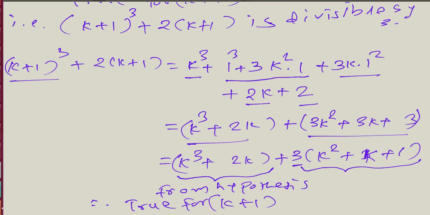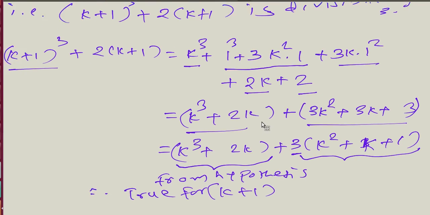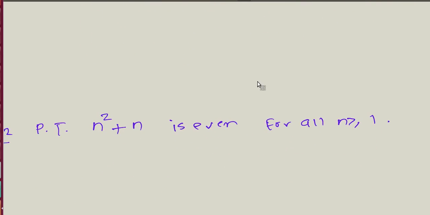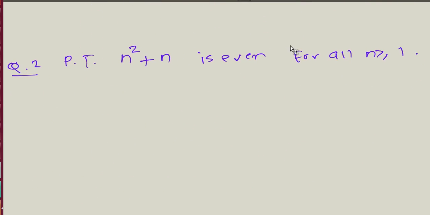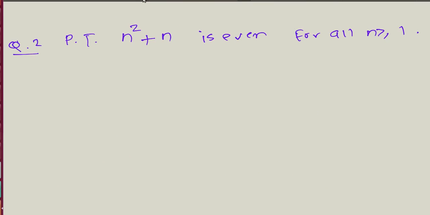So let's see a few more problems, a few more theorems proved by using mathematical induction. Here is the second question. Prove that n square plus n is even for all n greater than or equal to 1. Even numbers are always divisible by 2. That means we have to prove that this expression is divisible by 2 always.